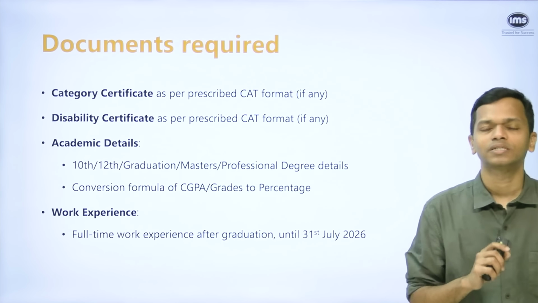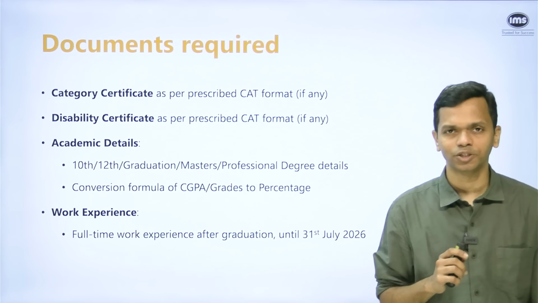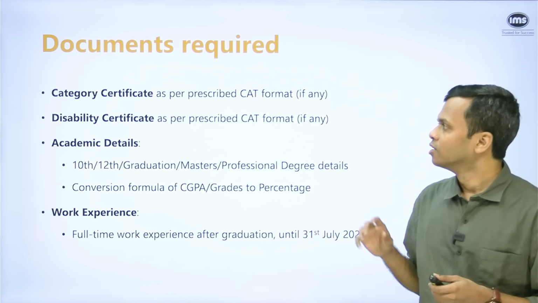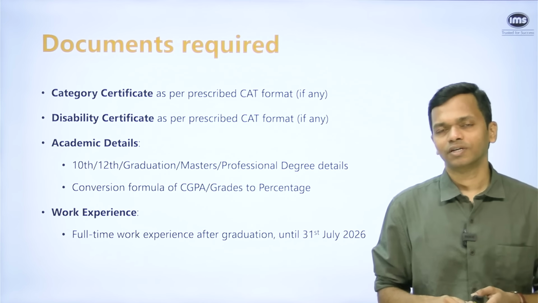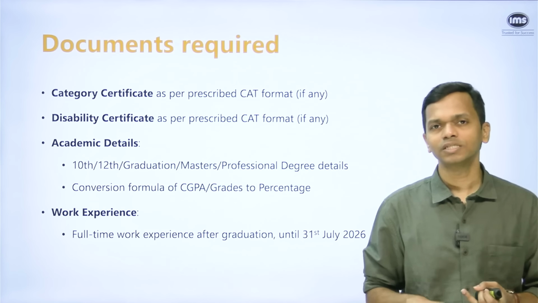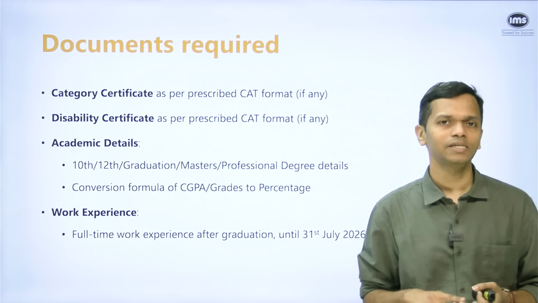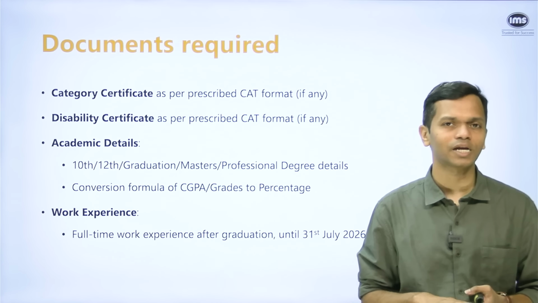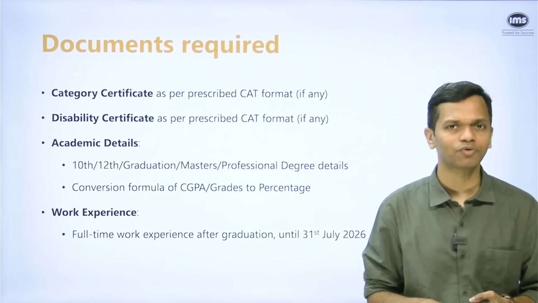Now, what are the documents that you're going to need on the CAT application form? Let's talk about that first. First is going to be the category certificate. If you're somebody who belongs to any of the categories, whether it is EWS, NCOBC, SC, ST, if you belong to any of these categories, you're going to have documentation for it.